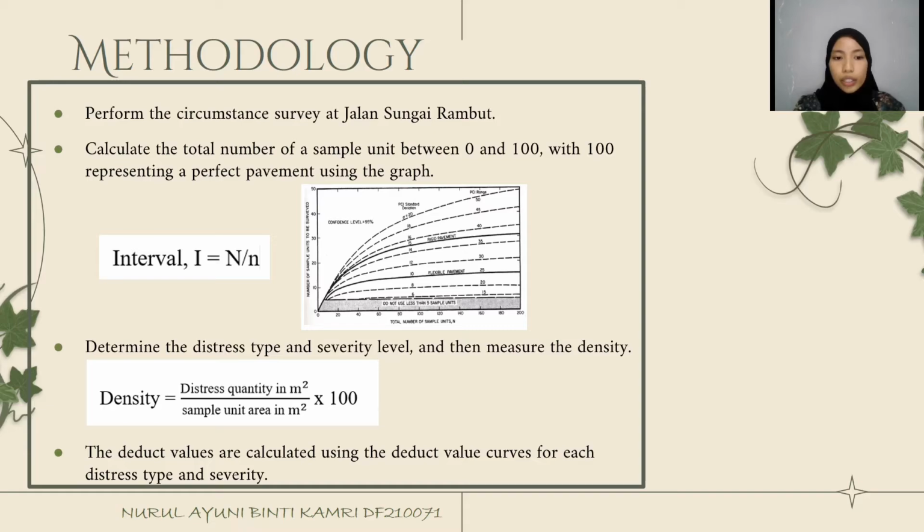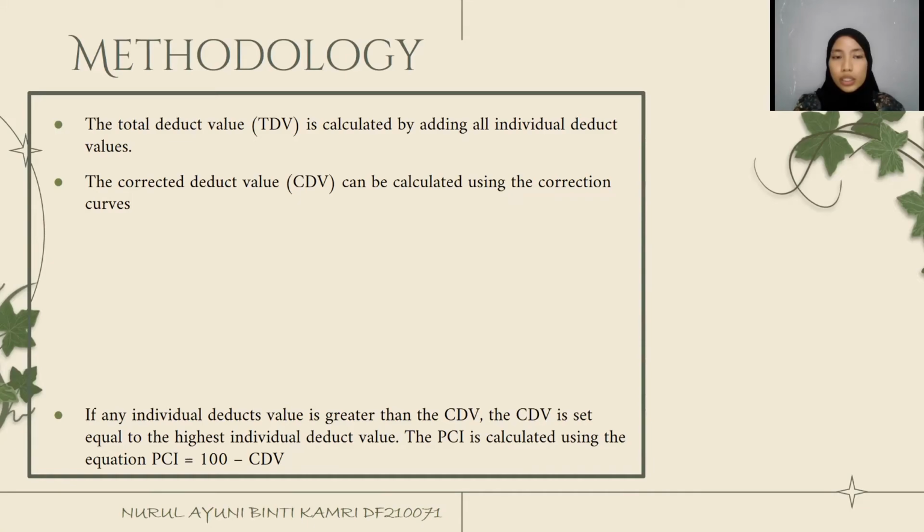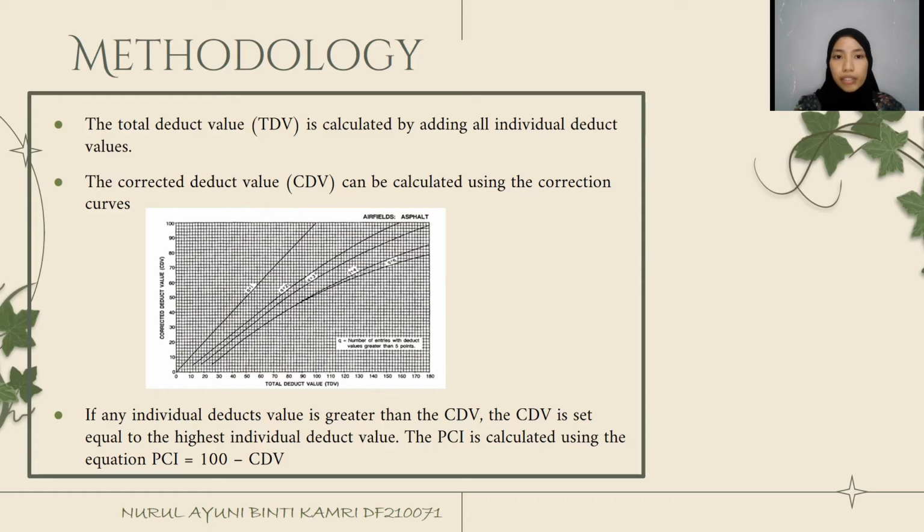Then, the deduct values are calculated by using the deduct value curve for each distress type and severity. Next, this is the total deduct value, TDV, calculated by adding all individual deduct values. After that, the corrected deduct value, CDV, can be calculated using the correction curve. Lastly, if any individual deduct value is greater than the CDV, the CDV is set equal to the highest individual deduct value.